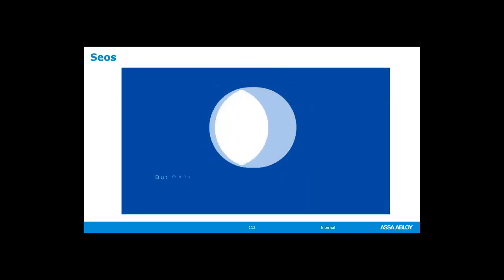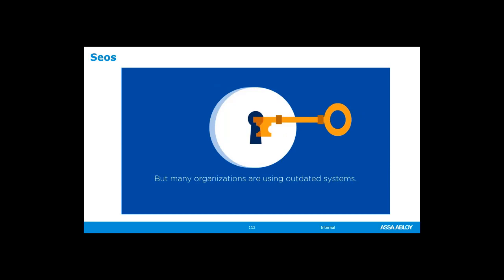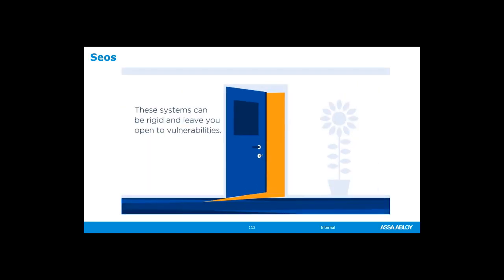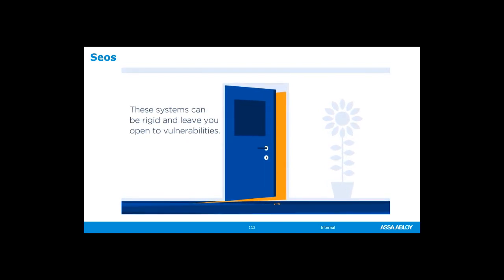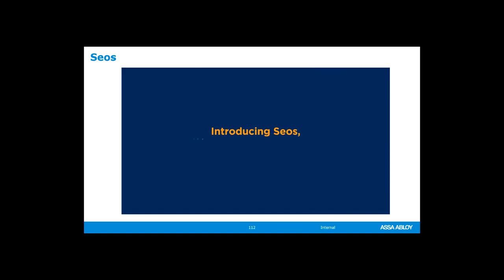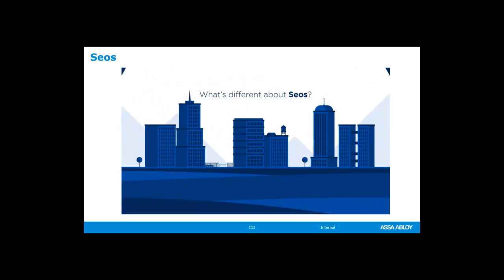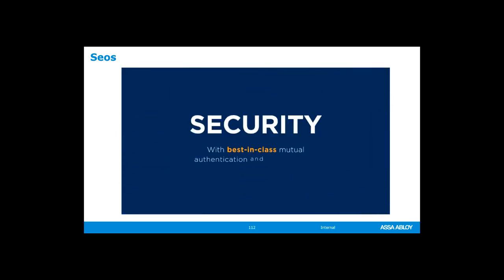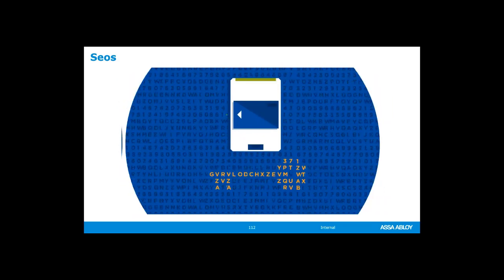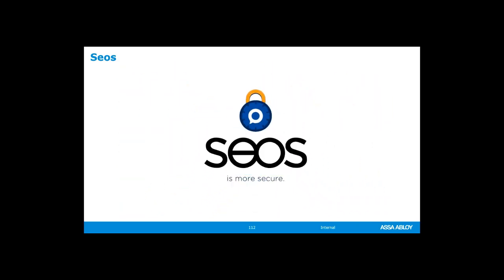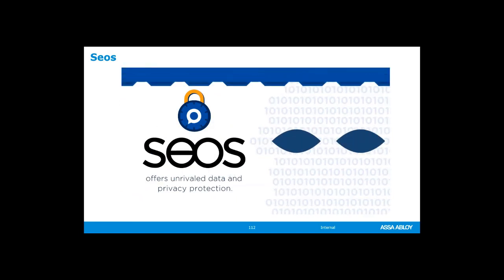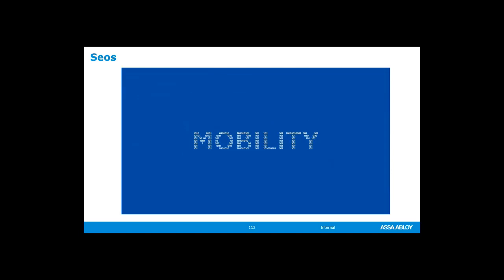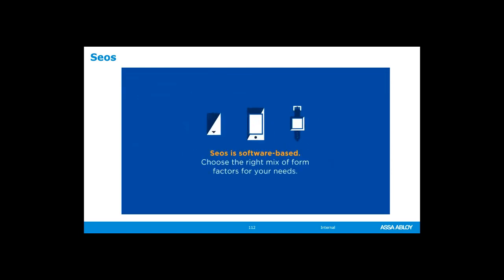Physical access control is critical to security. Nothing new there. But today, many organizations are still using outdated access control systems. The problem? These systems can be rigid and leave your organization open to unnecessary vulnerabilities. Introducing Seos, the next generation of credential technology from HID Global. What's different about Seos? With best-in-class mutual authentication and cryptography based on open standards, Seos is more secure than other credential technologies and offers unrivaled data and privacy protection. And Seos is software-based, so you're free to choose the right mix of form factors for your unique needs.